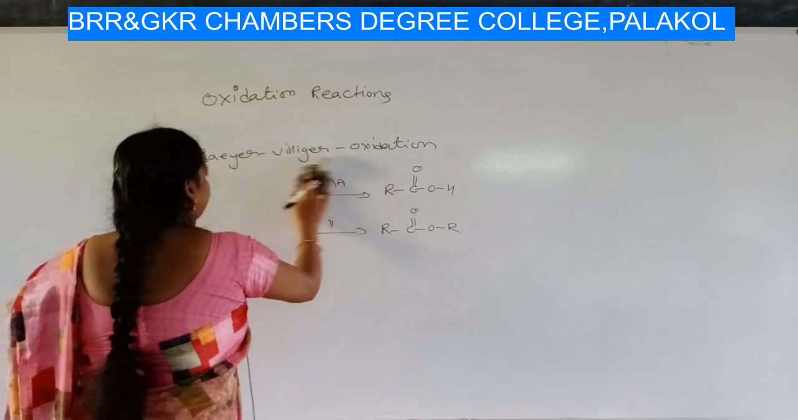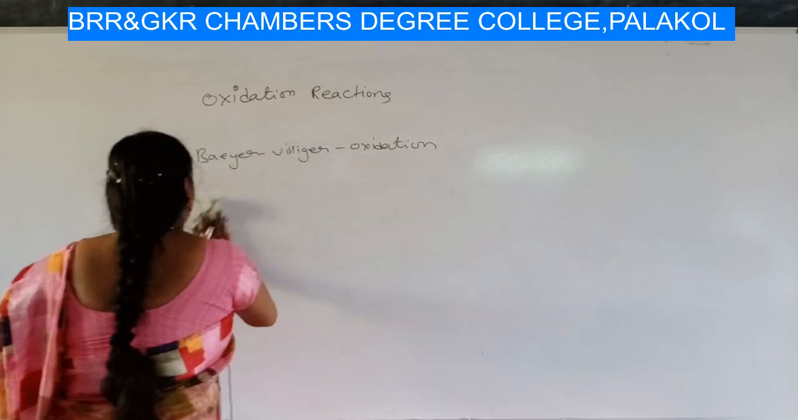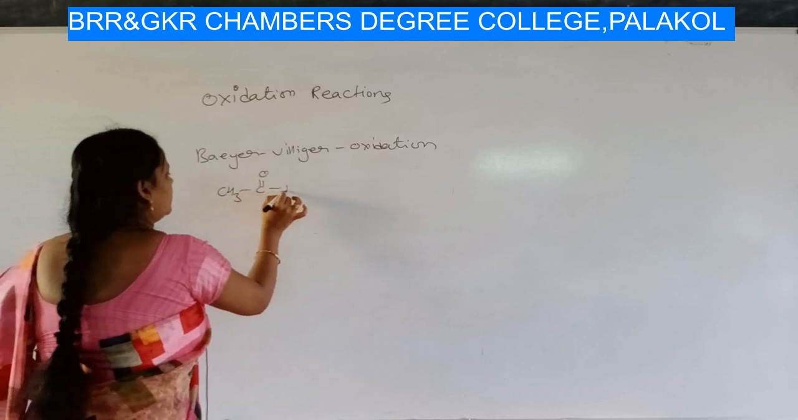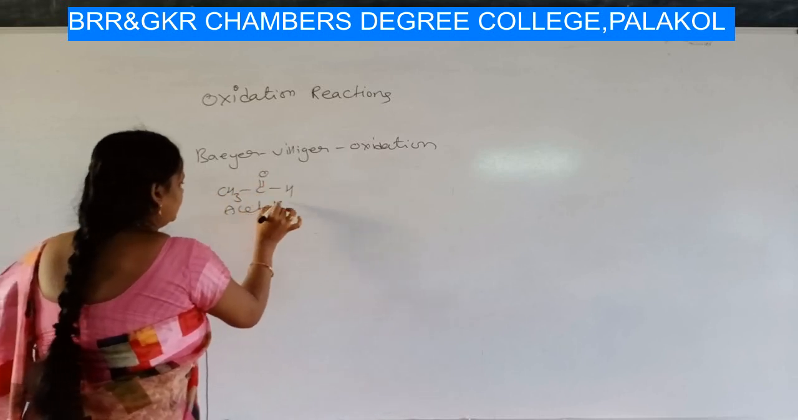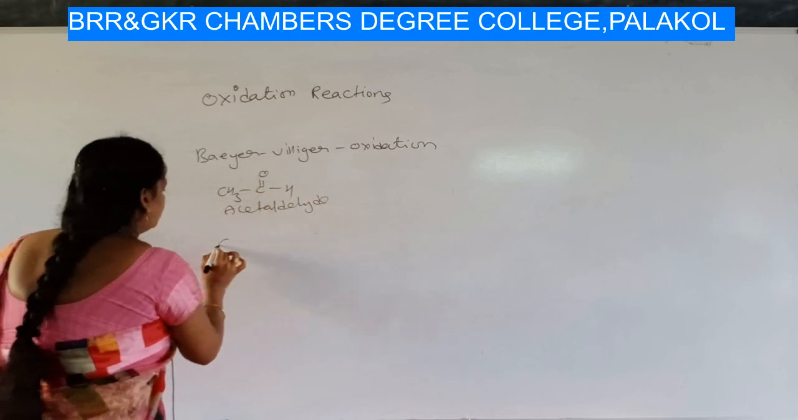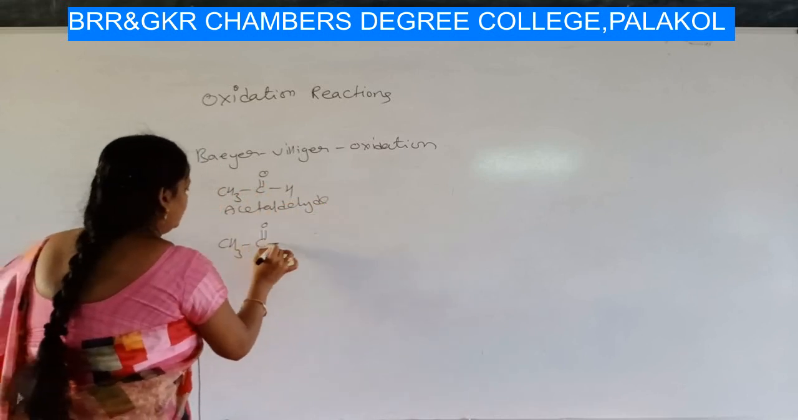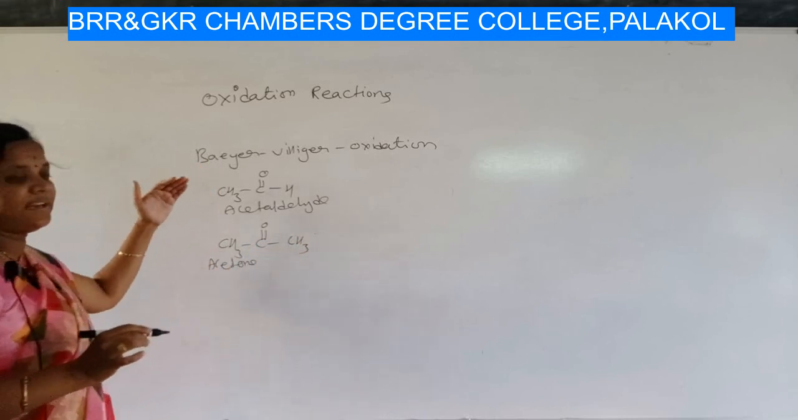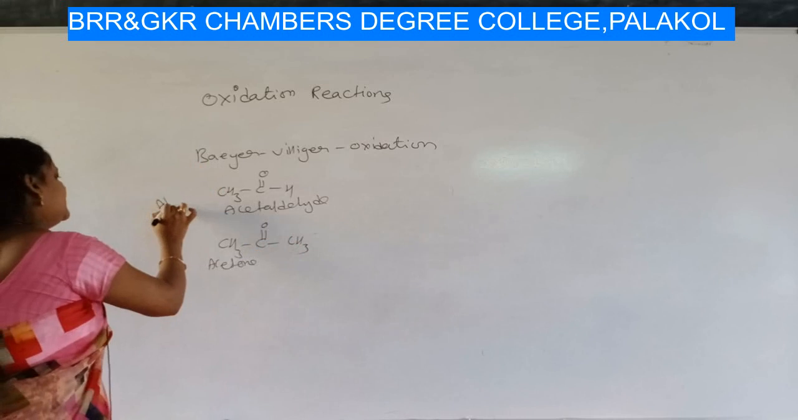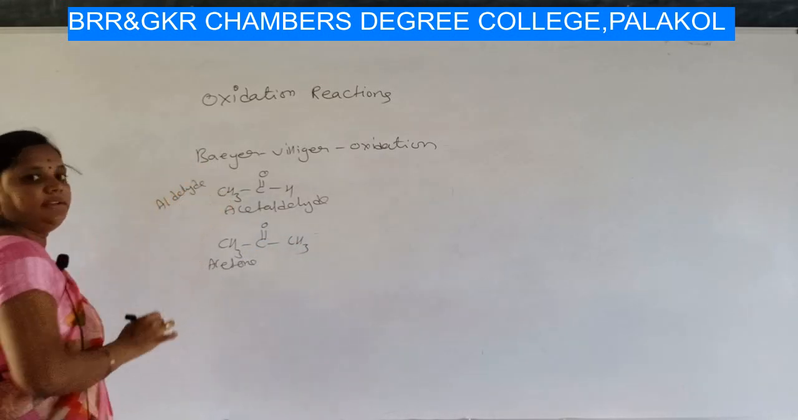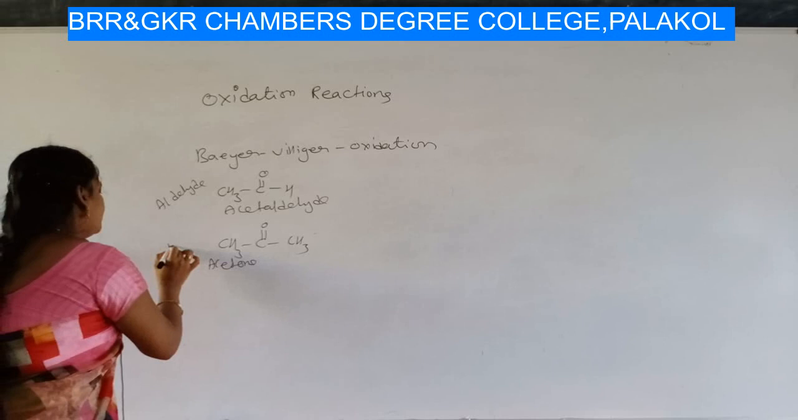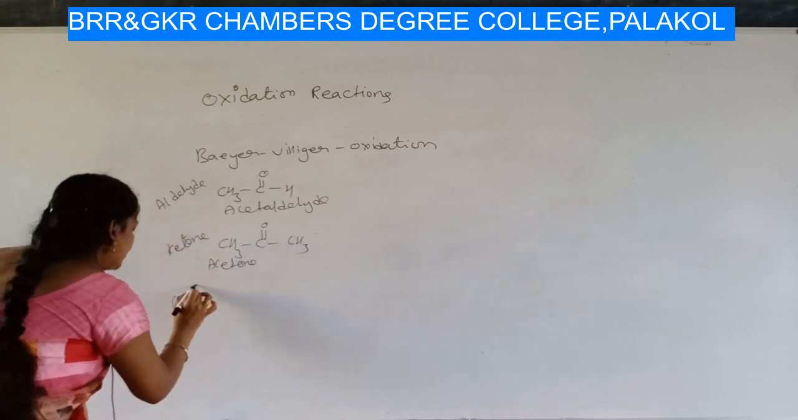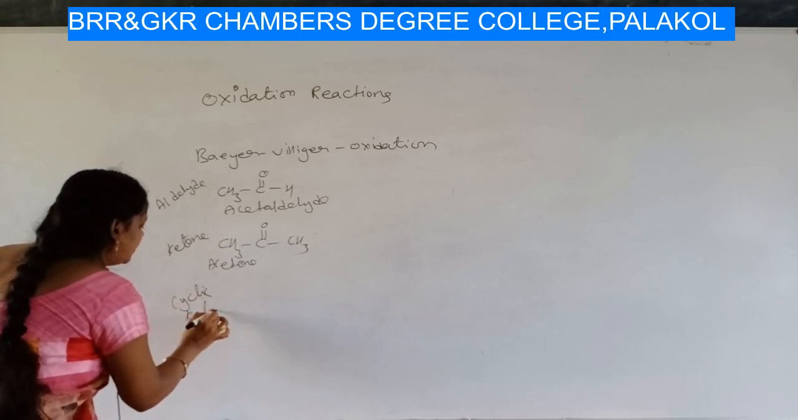For example, take acetaldehyde, CH3-C double bond O-H. Let us do an example with a ketone, acetone. I'll do one example for each category. This is an example for the aldehyde category. This is an example for the ketone category. Next, this is an example for the cyclic ketone category.